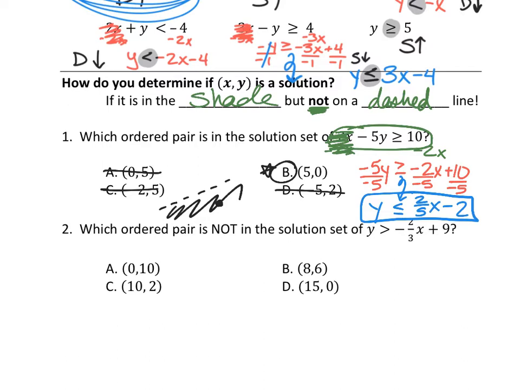Why do you think it's called a naughty question? It's a bad question. No, but what do you see in the question? It says "not." So we gotta pick the wrong answer. This is a naughty question. So we want to know this time which ordered pair is not in the solution set.